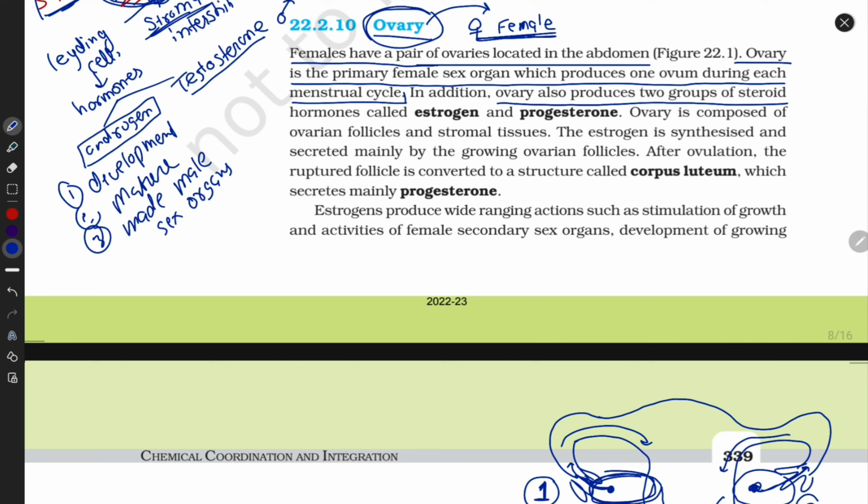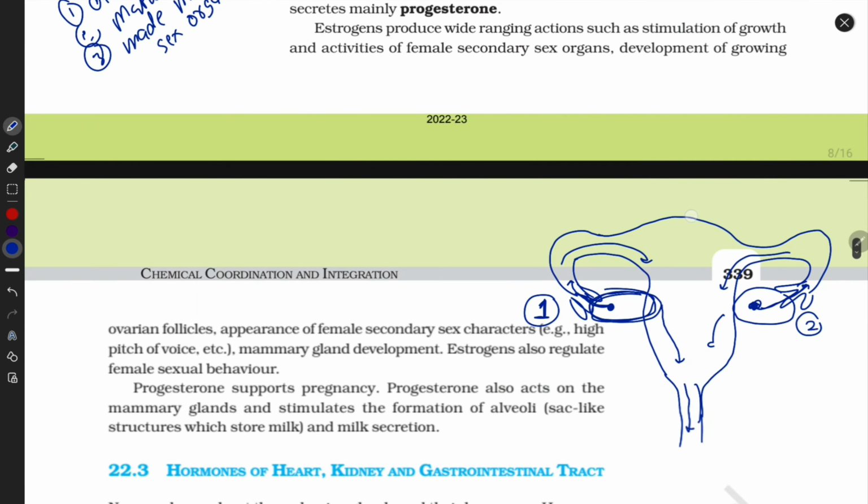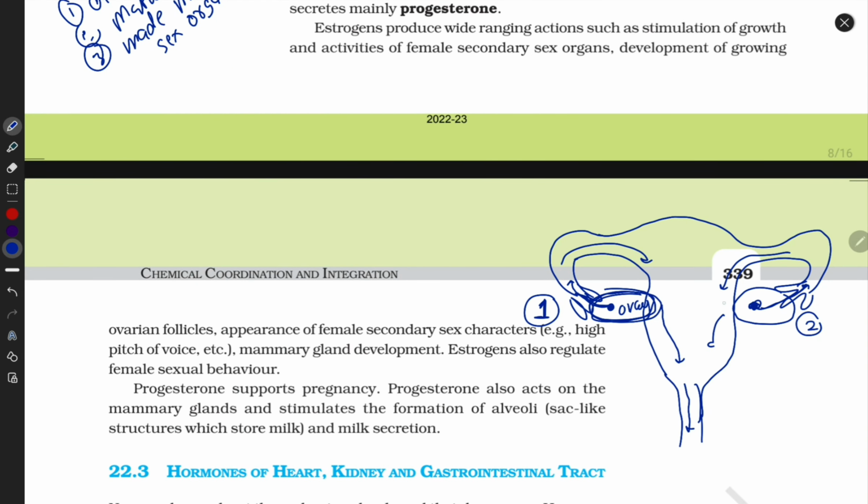Ovary also produces two groups of steroid hormones. The names are estrogen and progesterone. Ovary produces two hormones, estrogen and progesterone.